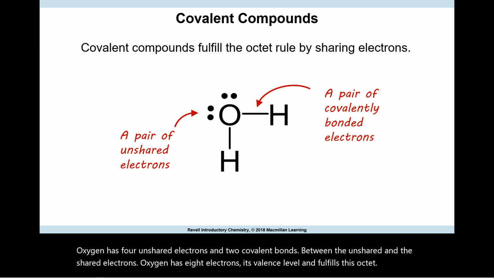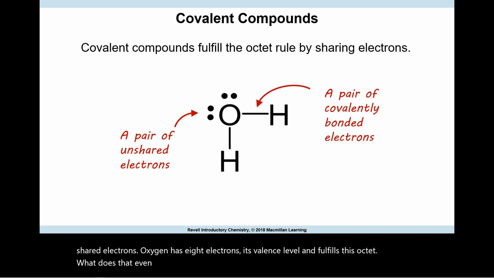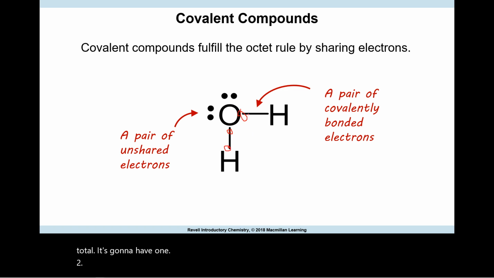What does that even mean? Okay, so what I'm saying here is that oxygen has 8 electrons total. It's going to have 1, 2, 3, 4, 5, 6, 7, 8. Okay, so oxygen has 8 valence electrons surrounding it. And so it's fulfilling the octet rule.